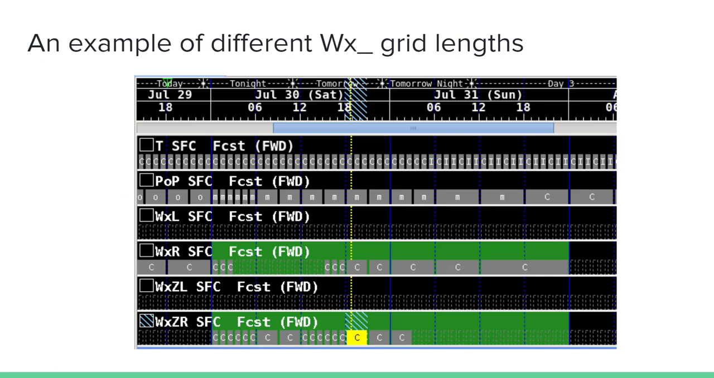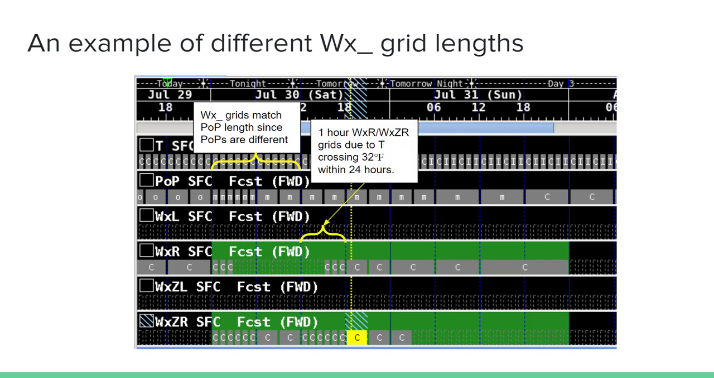Here's an example of the varying grid lengths you'll get with a forecast of min and max temperatures alternating between freezing, with pops in the forecast. Notice the weather types generally match the pop length in the short term because those hourly pops are different at each time step. Thereafter, from 6Z to 18Z, you'll see that pops are 3 hourly, but the weather type grids are still hourly at times.